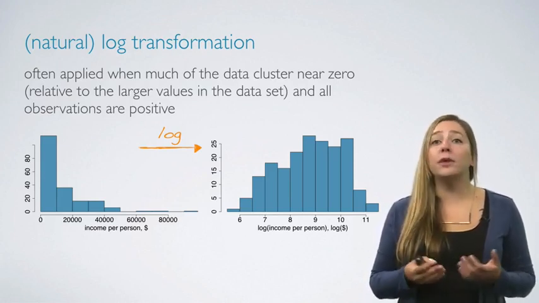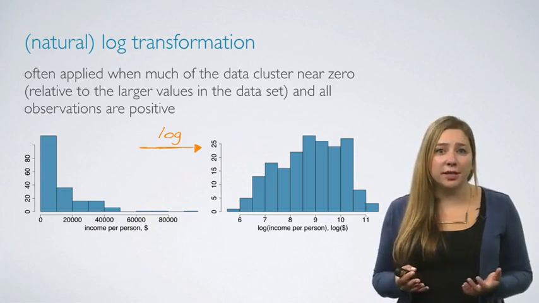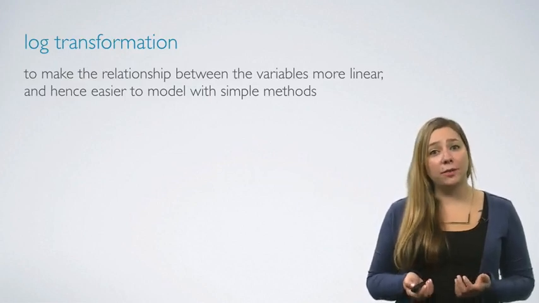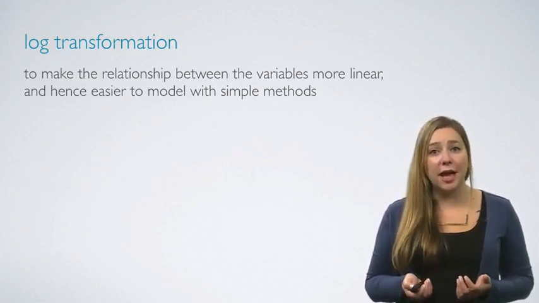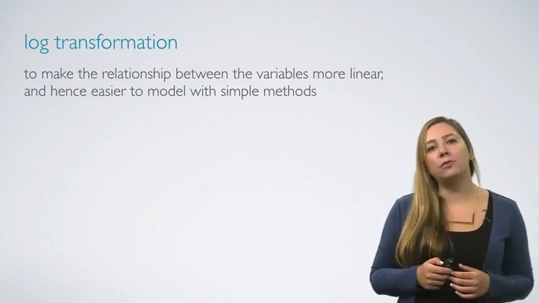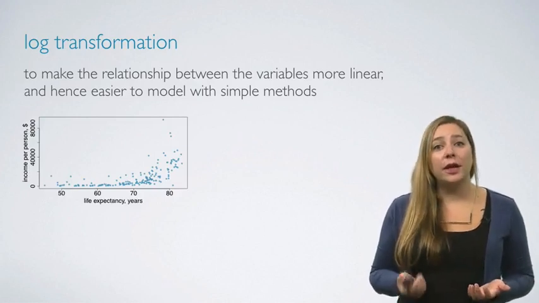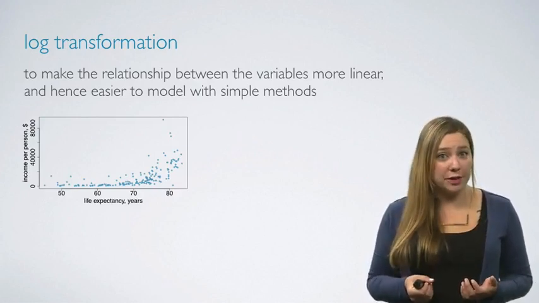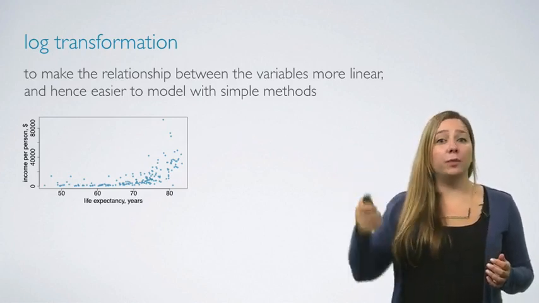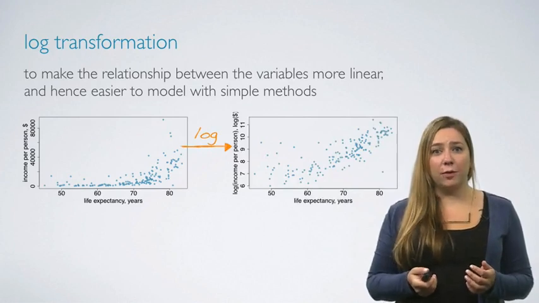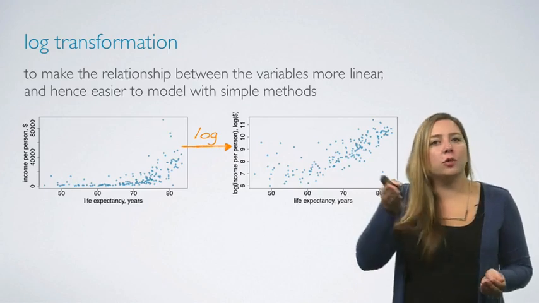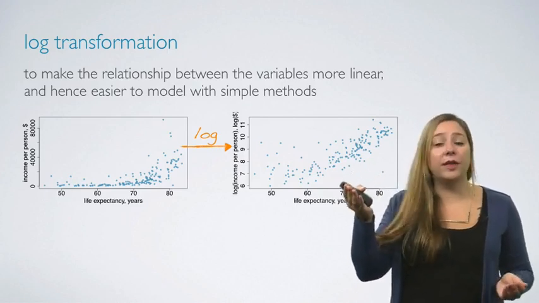Sometimes this type of data is much easier to model because it is much less skewed and outliers are usually less extreme. Transformations can also be applied to one or both variables in a scatter plot to make the relationship between the variables more linear and hence easier to model with simple methods. For example, here we have a scatter plot of income per person versus life expectancy. The relationship is positive and curved. If we apply a log transformation to the response variable and plot the relationship again, the relationship stays positive but becomes more linear, which makes it easier to model than the untransformed data.